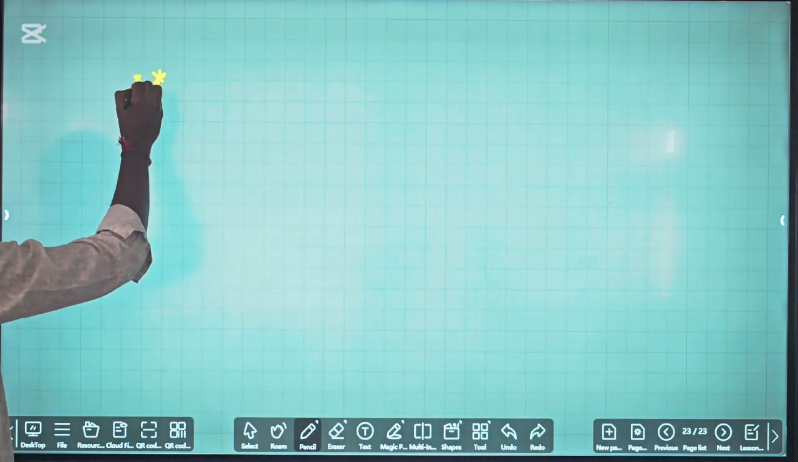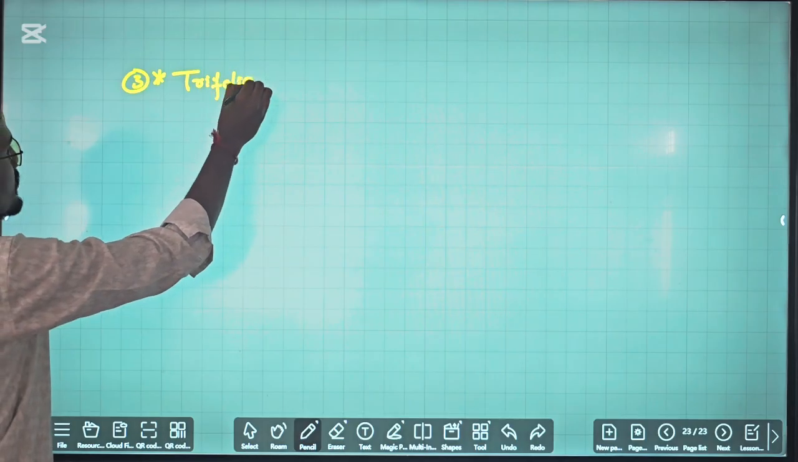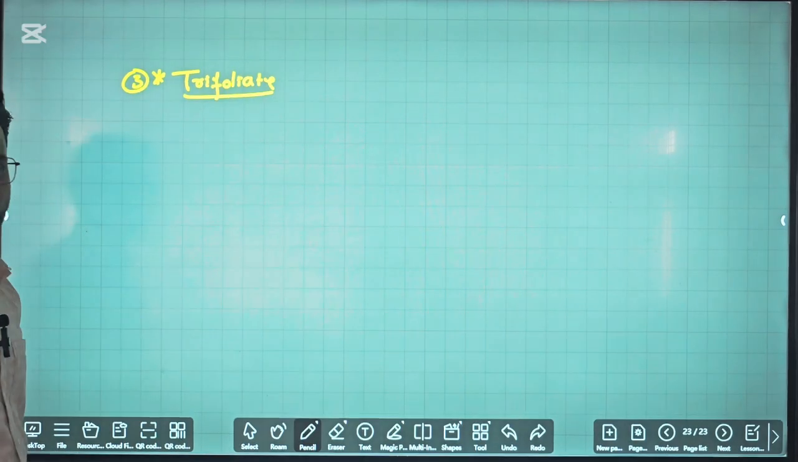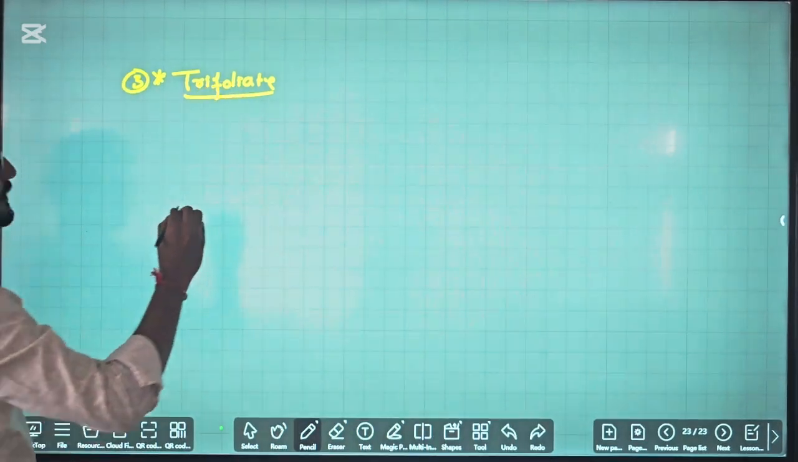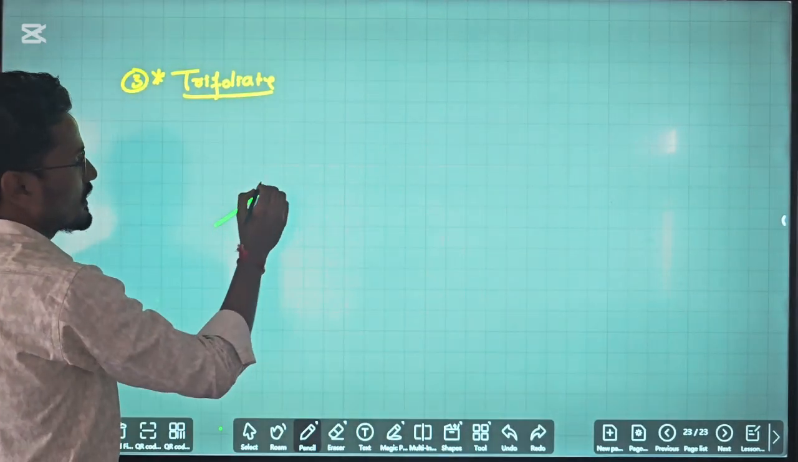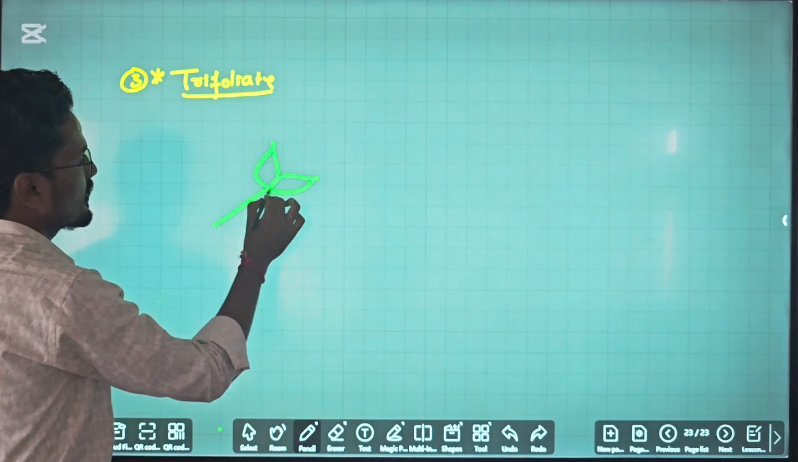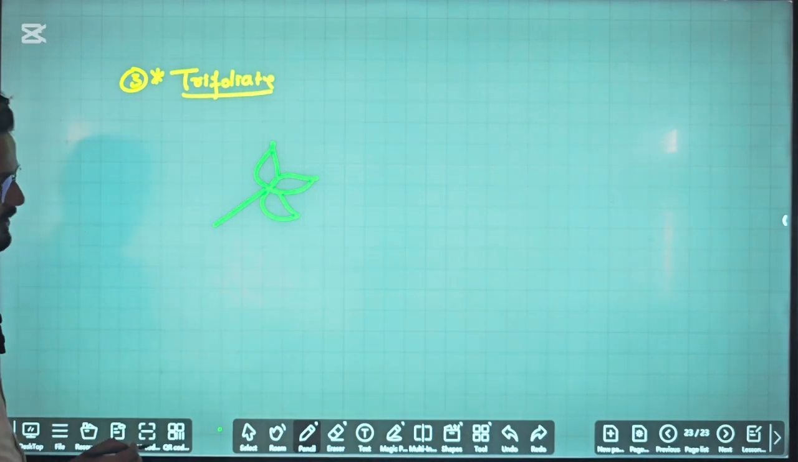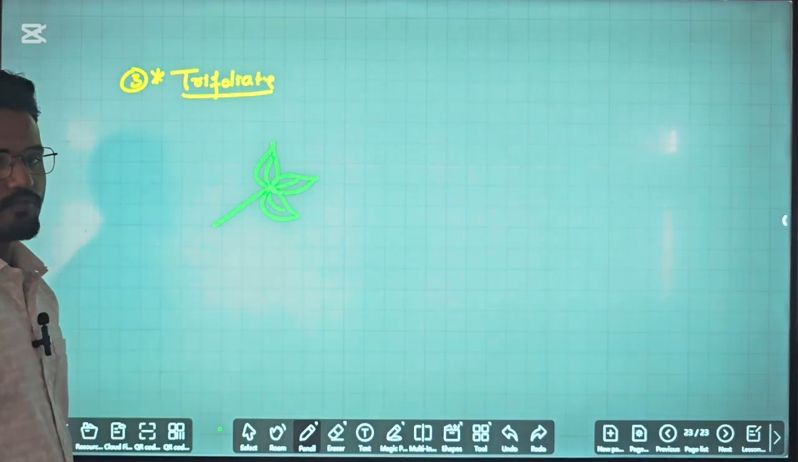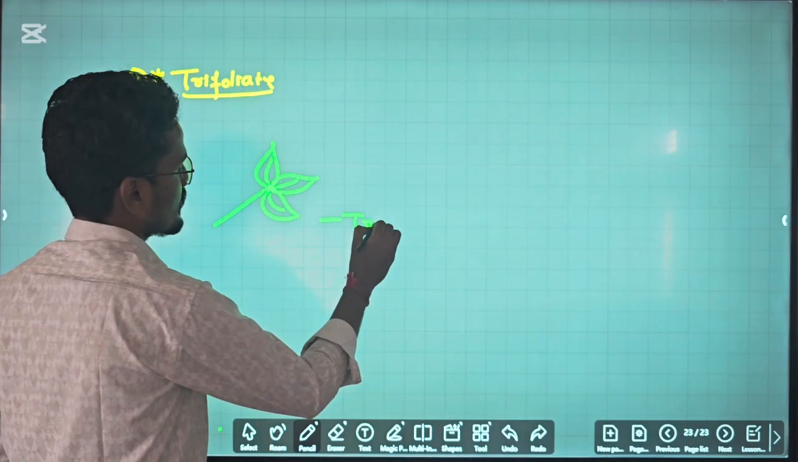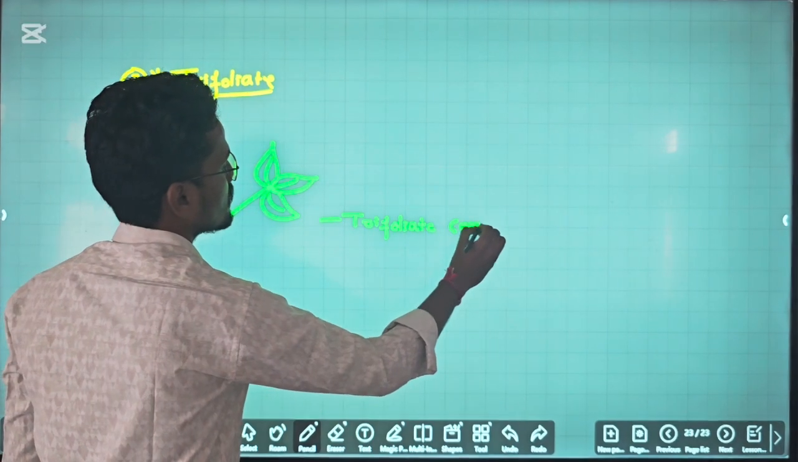Next, the third type of compound leaf is trifoliate. Trifoliate compound leaf. Here the leaf is modified like this. The tip of the petiole is going to produce three leaflets. Three leaflets. So this is called a trifoliate compound leaf.